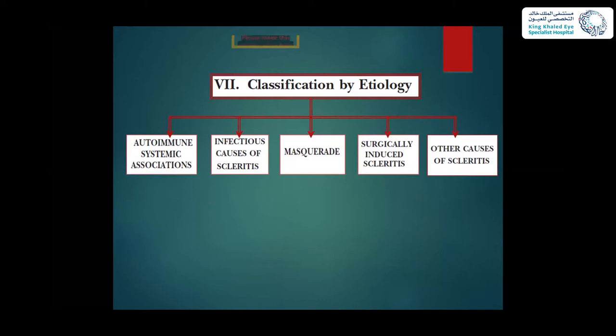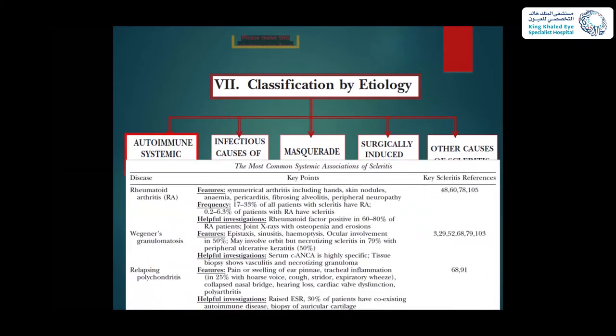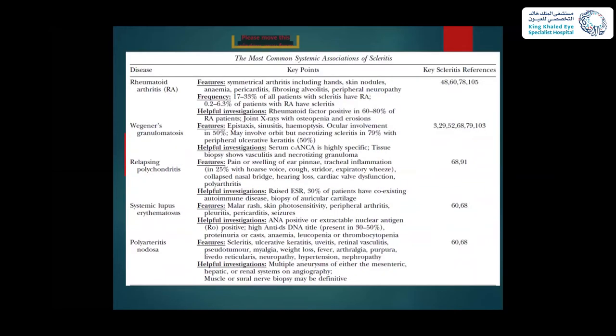The other classification is based on the etiology, and it is done as autoimmune systemic association. Mostly rheumatoid arthritis, Wegener granulomatosis, relapsing polychondritis, systemic lupus erythematosus, and polyarteritis nodosa. These are the most common causes of scleritis. You need to keep them in mind. Other rare connective tissue diseases can also cause it, and usually you need to target your investigations and your history taking to these causes.